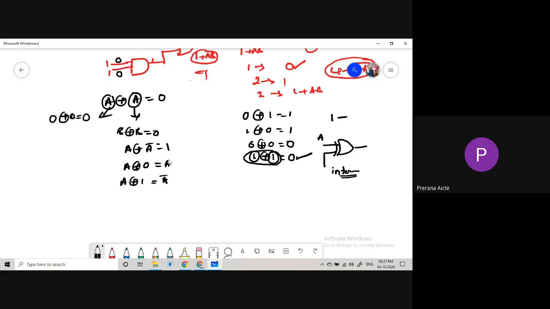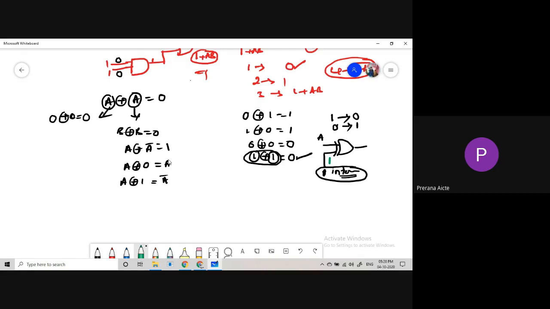Suppose you give 1 here. When you give 1 to the A value, what happens? The output becomes 0. In case A equal to 0, then the output is 1. For this inverter, this one is 1. If you are giving 0, what is the output here? 1. One input is always 1.